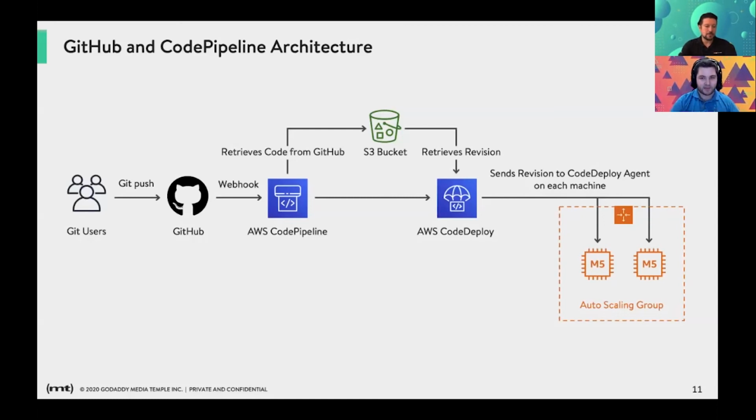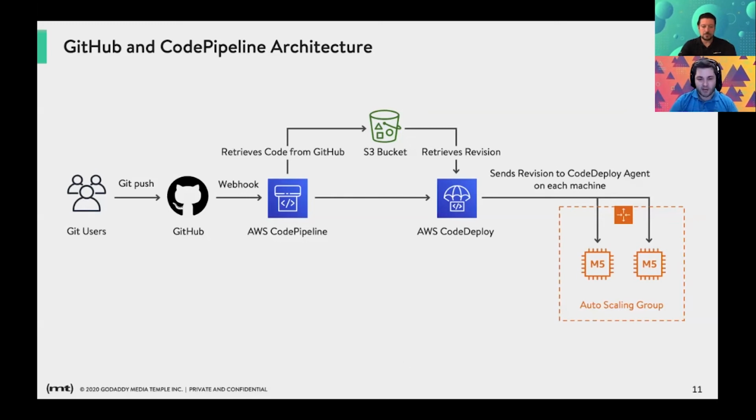Once any of your commits make it into the branch that we have CodePipeline set up to use, CodePipeline will essentially retrieve that code from GitHub, package it all up, and put it in an S3 bucket. Once that happens, CodePipeline creates a revision in CodeDeploy. And CodeDeploy will go retrieve that revision from S3 and essentially send that revision to each machine that the CodeDeploy agent is targeting. This can be an auto scaling group. It could be based on tags. And there are multiple different approaches here.